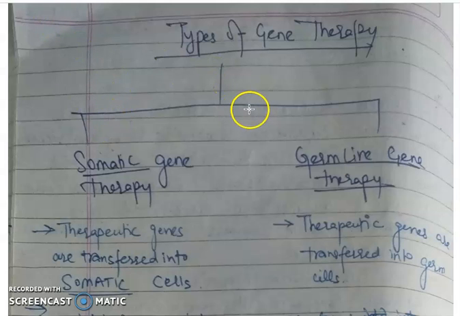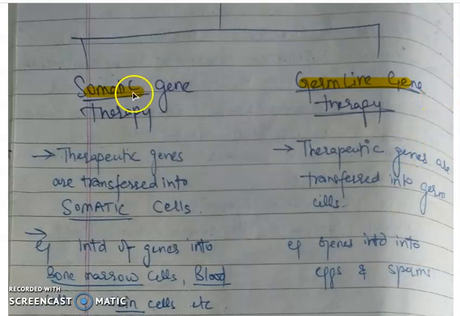After the introduction of gene therapy, next is the types of gene therapy. There are two types of gene therapy: somatic and germline. As the name shows, in somatic gene therapy, the therapeutic genes are inserted into the somatic cells, and in germline gene therapy, therapeutic genes are transferred into the germ cells.